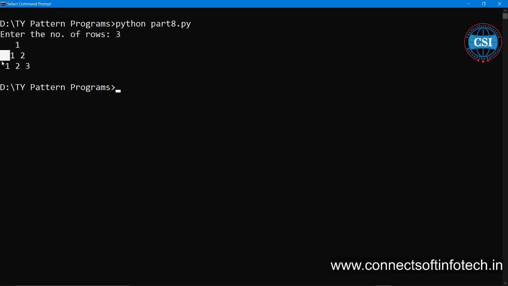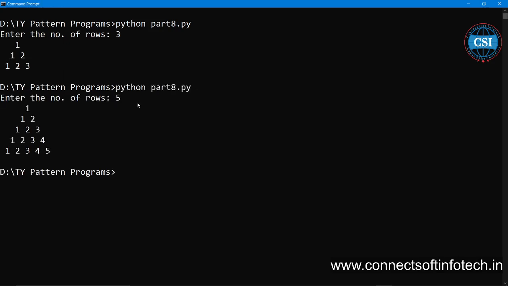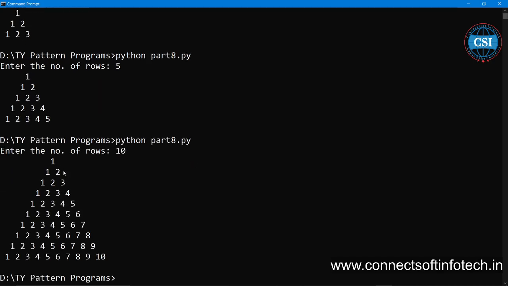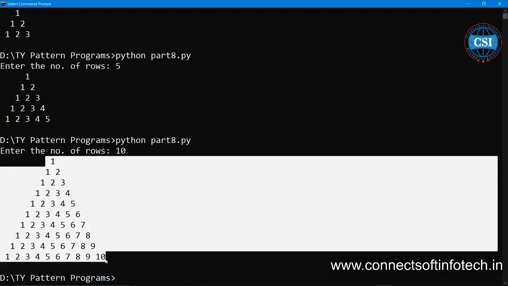Enter number of rows as 5. Yes, we are getting the perfect output: 1, 1 2, 1 2 3, like this way.